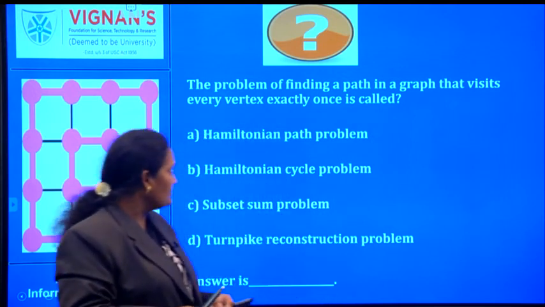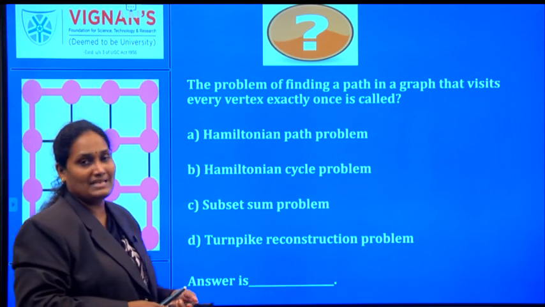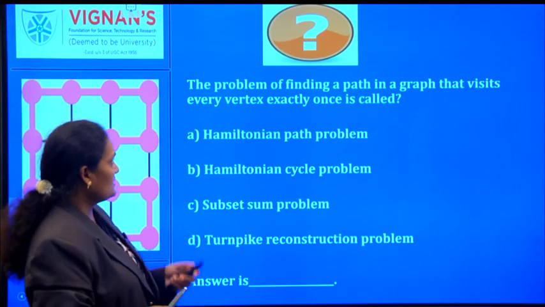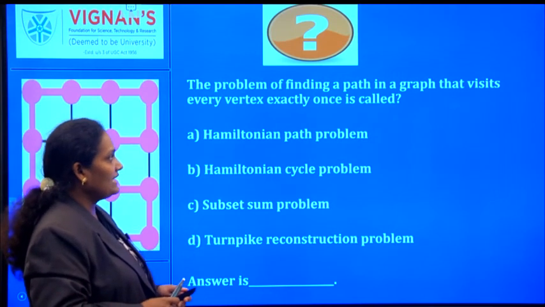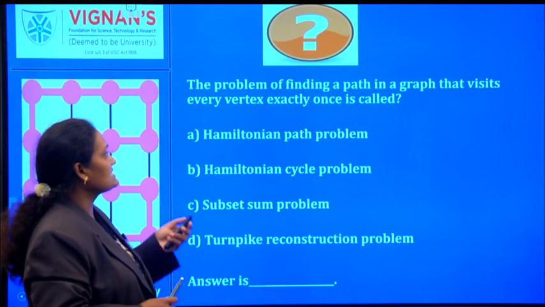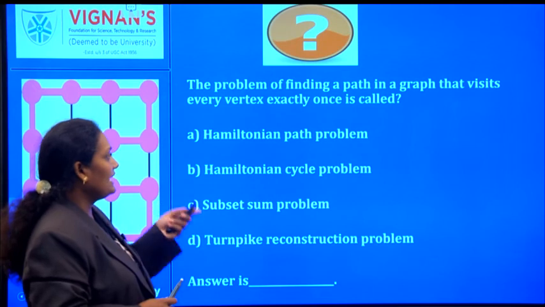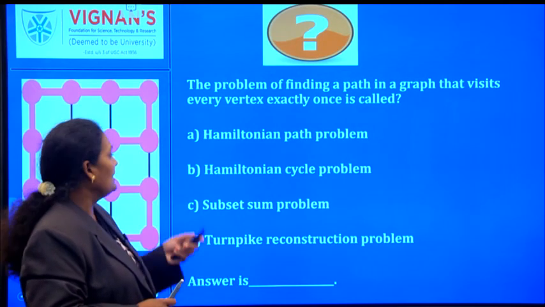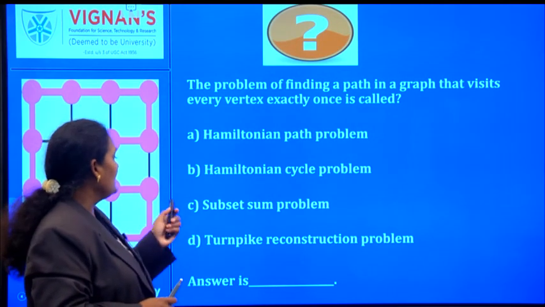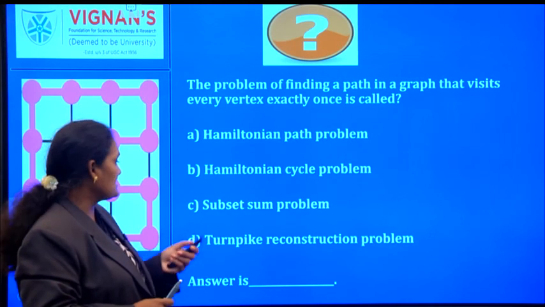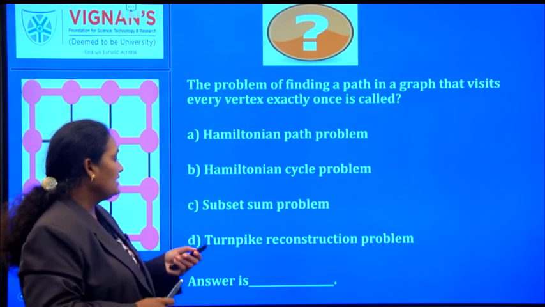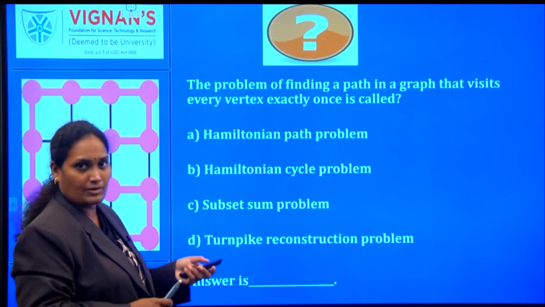To assess yourself, I have given some questions. Please answer these questions. The first question is, the problem of finding a path in a graph that visits every vertex exactly once is called: Option A, Hamiltonian path problem; Option B, Hamiltonian cycles problem; Option C, subset sum problem; Option D, turnpike reconstruction problem.